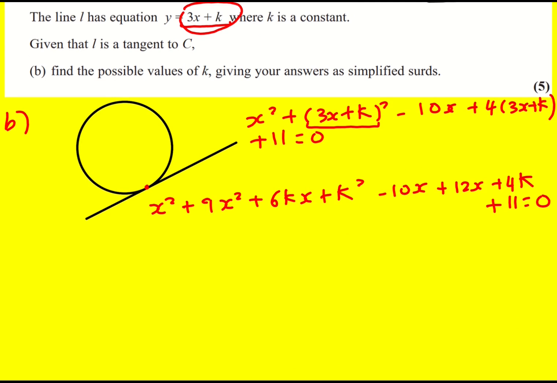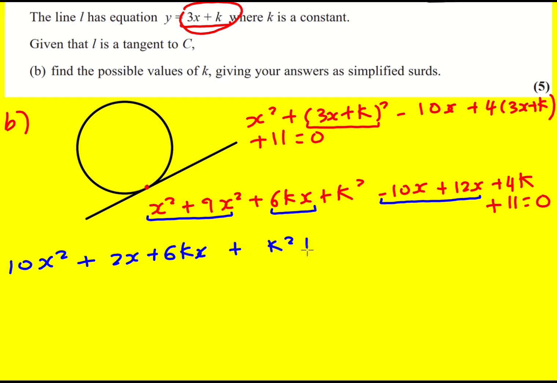Okay, now let's tidy things up. We've got x squared and 9x squared to give me 10x squared. I've got minus 10x plus 12x, that's going to give me 2x. And then I've got a 6kx as well. I'll just leave that for now. And then k squared plus 4k plus 11 equals 0.